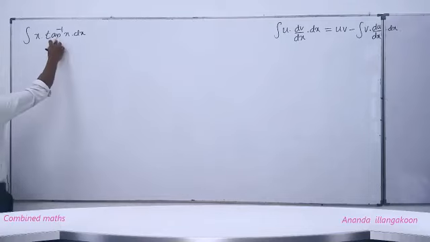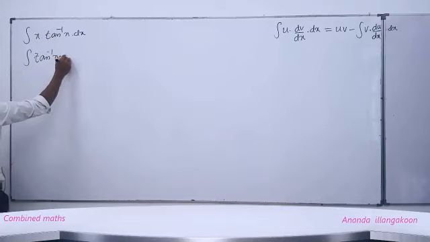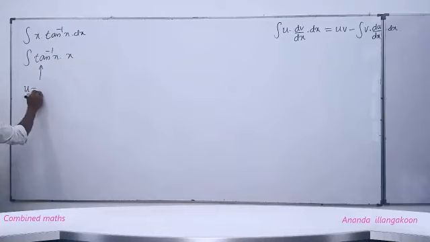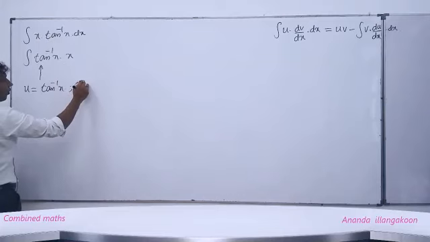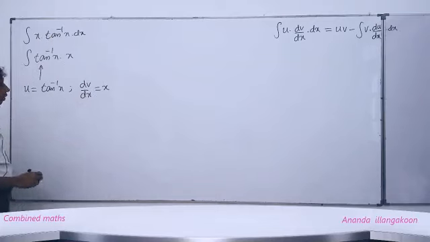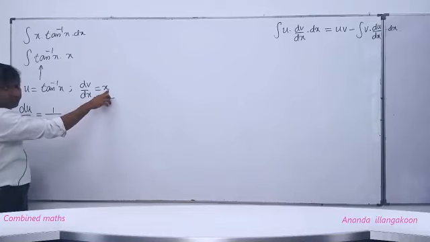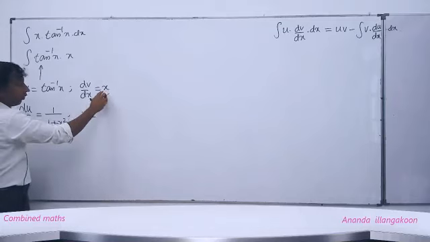We take this x tan inverse x, we can write this way also, no? Tan inverse x into x, the same thing, no? Then this tan inverse x function we take as u, and this function x we take as our dv by dx. Okay, then what is du by dx? 1 over 1 plus x squared. The derivative of tan inverse x is this. Integral of this x, then we get v. Integral of x is x squared by 2.